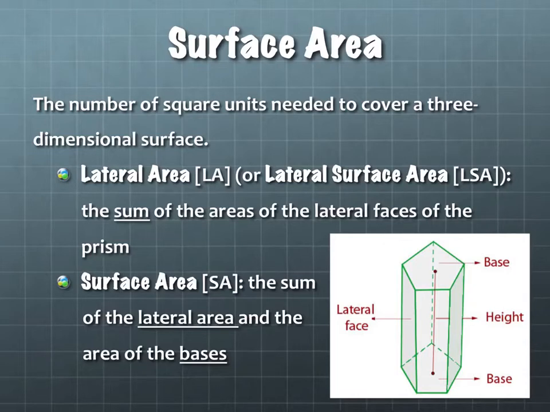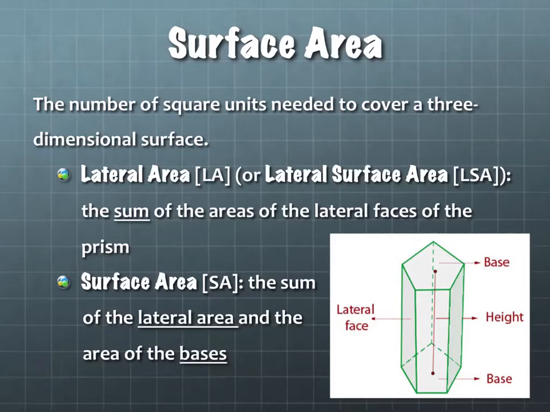Sometimes you'll hear things referred to as lateral area. The lateral area is the sum of the lateral faces of a prism. So surface area is for all three-dimensional objects. Lateral area only applies to prisms. And we're looking at the faces around the sides of it.